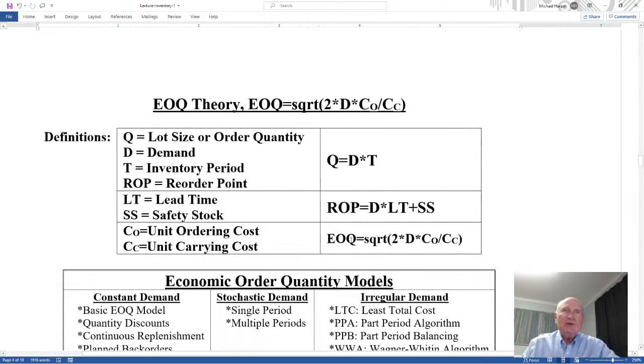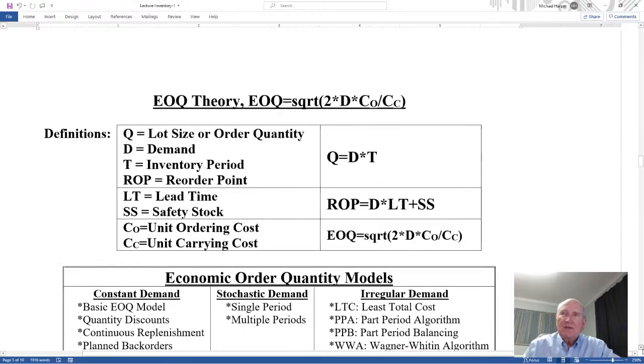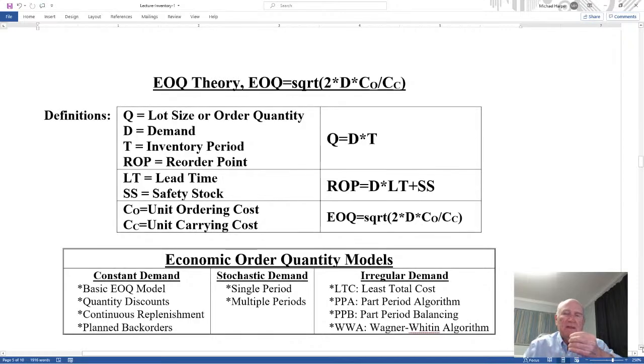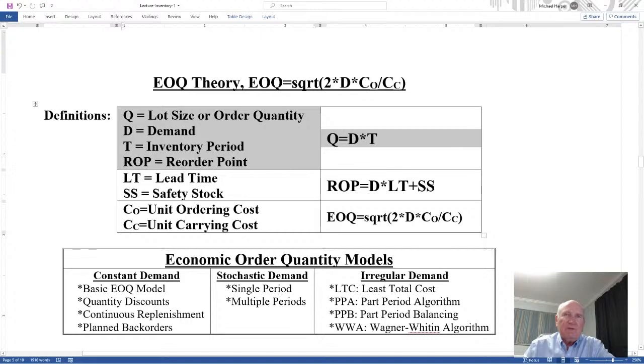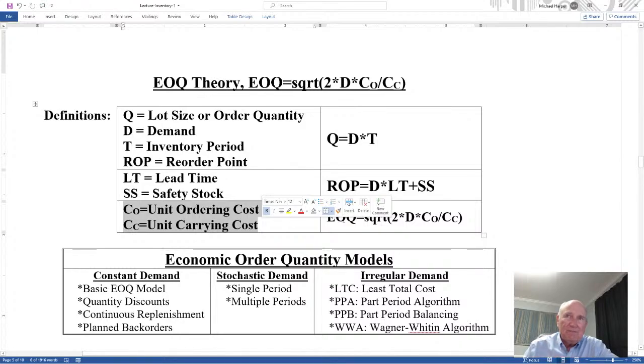Okay, EOQ. EOQ stands for economic order quantity. And since it's economic, we're trying to minimize cost. So there's where the costs come in. I'm copying the fundamental equation, the ROP equation, and now I'm bringing back the unit ordering cost and unit carrying cost. I've already defined them. And here's my equation: square root of 2 times D times C sub o over C sub c.